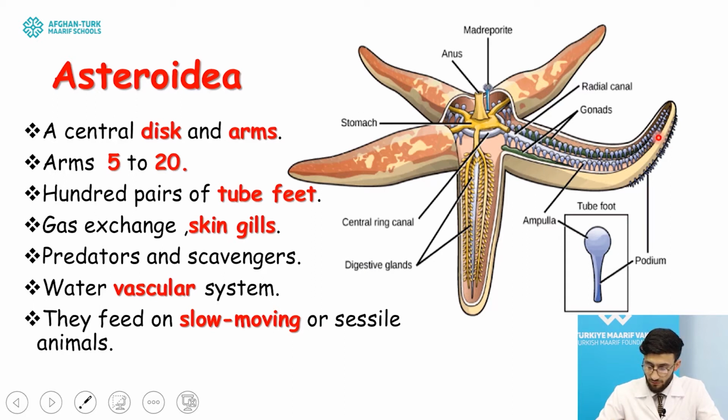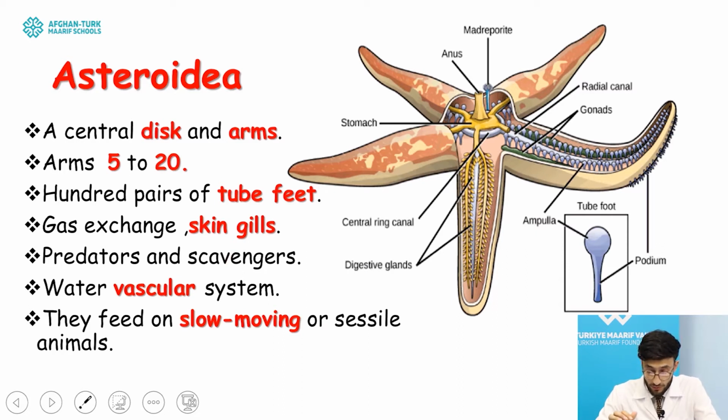These tube feet are used to paralyze the prey, for sucking the prey, and for locomotion. The gas exchange happens through the skin or gills. As they are aquatic animals, they use the gills in order to exchange the gases. Mainly, they are predators and scavengers.